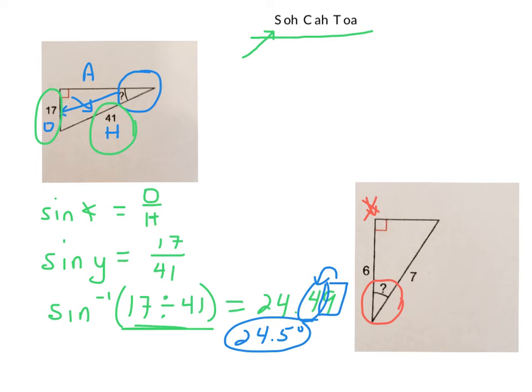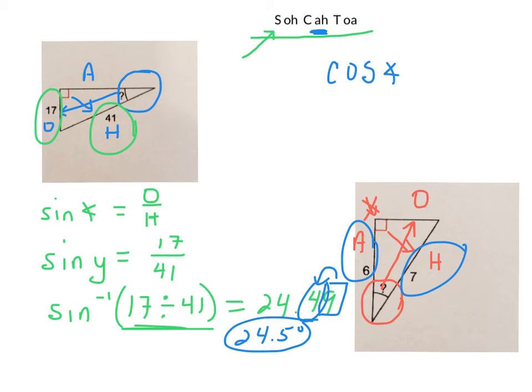Now we're going to label our sides. This here is our hypotenuse. Opposite the reference angle is our opposite, and that means our final side is the adjacent. So for this particular problem, let's see what we have. We have a hypotenuse, and we have an adjacent. If we look at our mnemonic device, the only trig function that uses A and H is cosine. So again, we are going to say that the cosine of the angle is A over H.